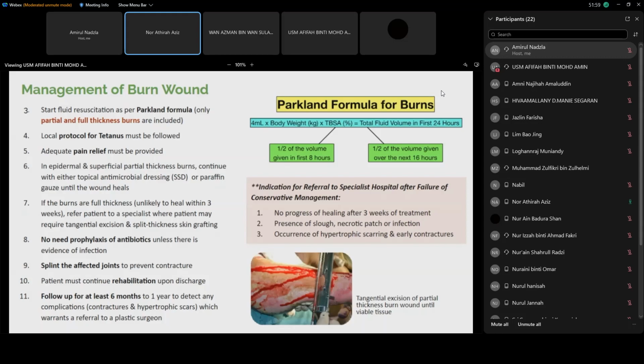As for the indications for referral to specialists, like I said before, there are three. The first one is when there is no progression of healing after 3 weeks of treatment. Secondly, when there is presence of slough, necrotic patch or infection in the affected site. And thirdly, when there is occurrence of hypertrophic scarring and early contractures, which indicate complications of the wound.